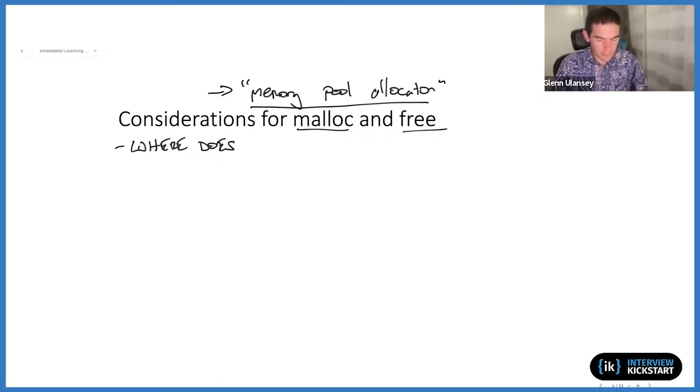Presumably, we're not allowed to use malloc and free ourselves. We're assuming that either malloc and free are off limits or they don't exist on the system. So we can't just call malloc to get memory in order to implement our malloc. So where does the memory come from?